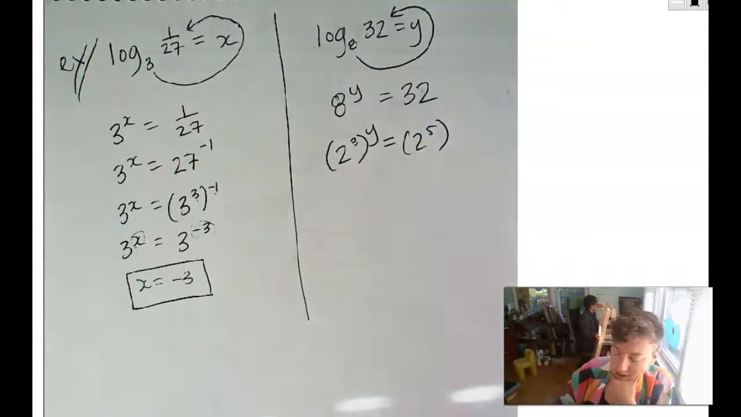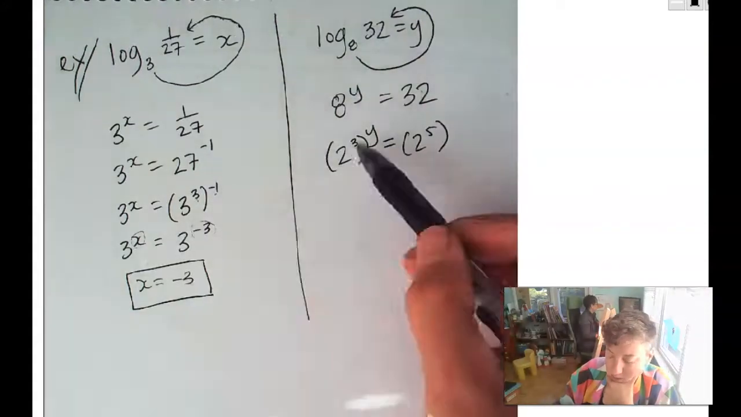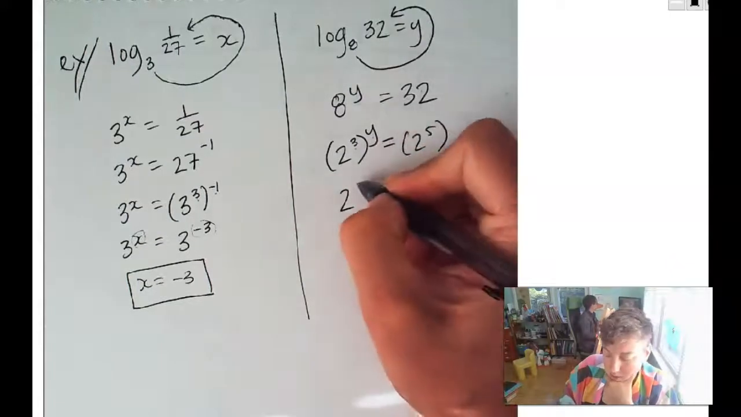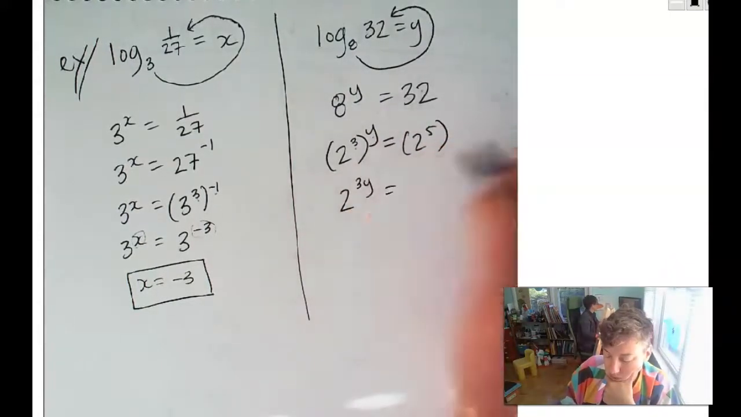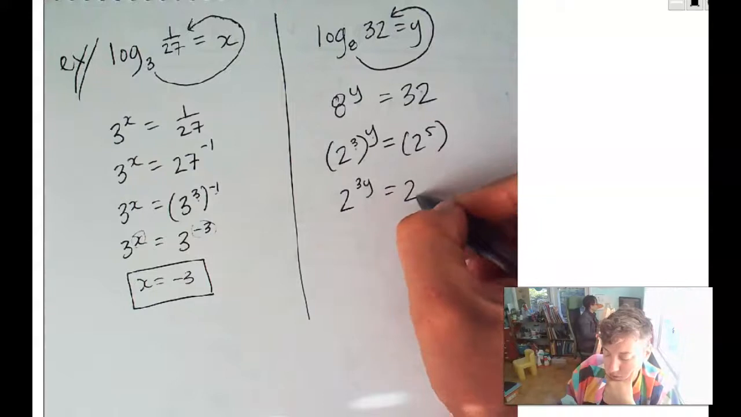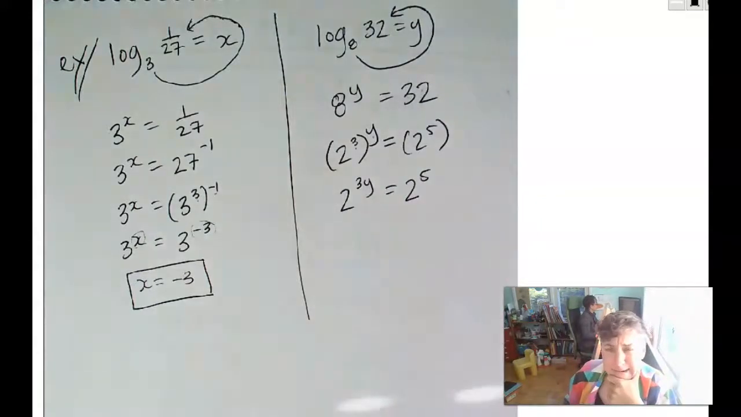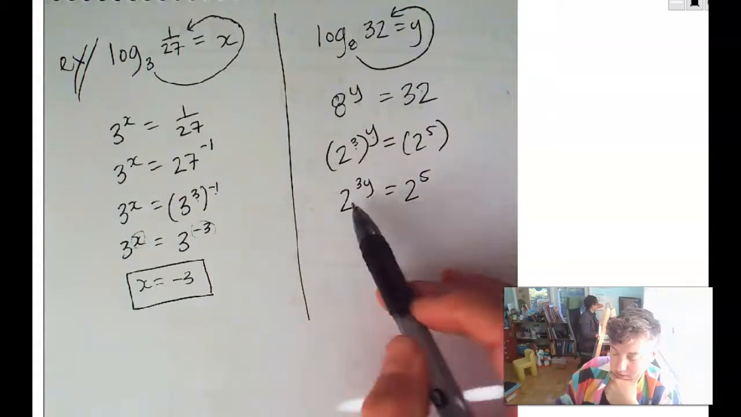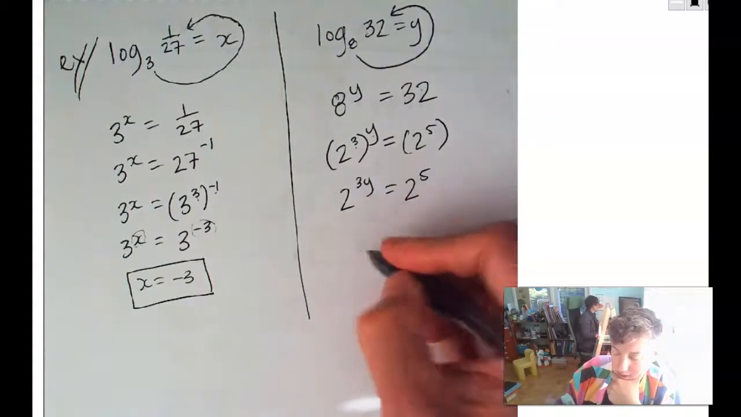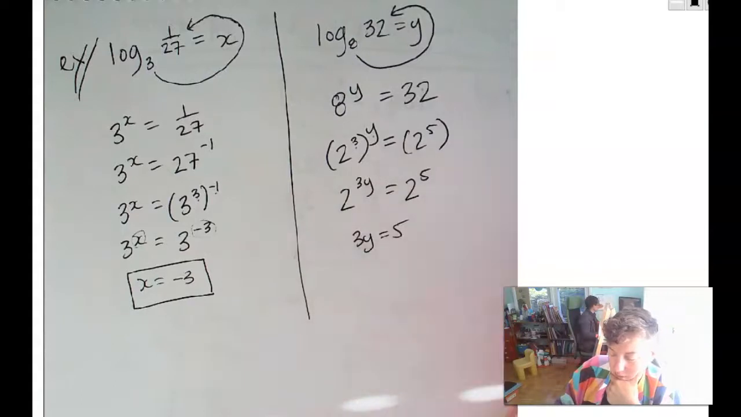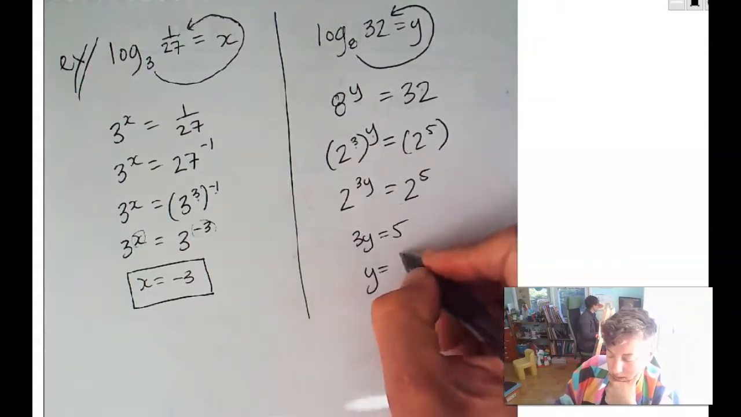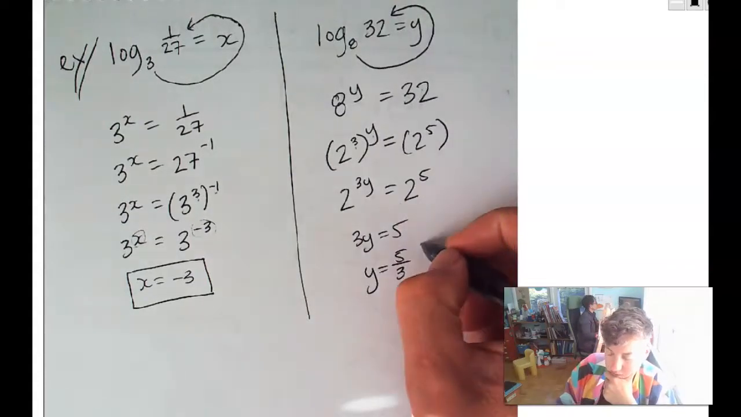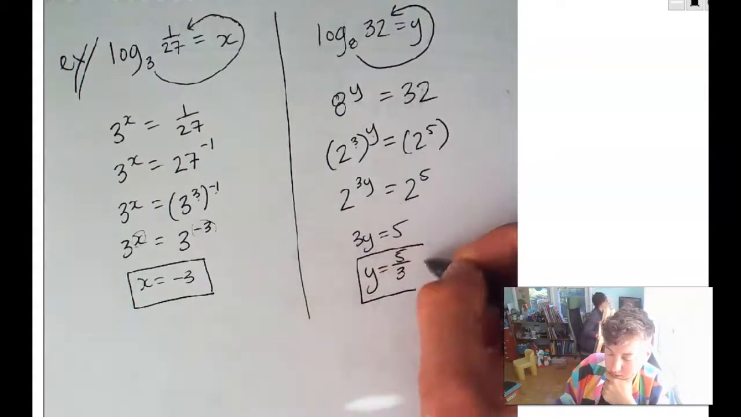And then, just like we did over here, we know we can take these exponents and multiply them. So we've got 2 to the 3y equals 2 to the 5th. Bases are the same. We can set these exponents equal to each other. So we got 3y equals 5. So y must equal 5 over 3, which is a gnarly decimal, so we're leaving it as a fraction.